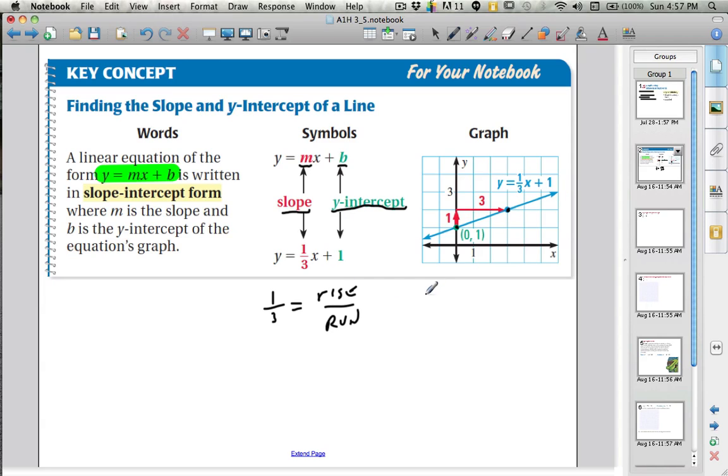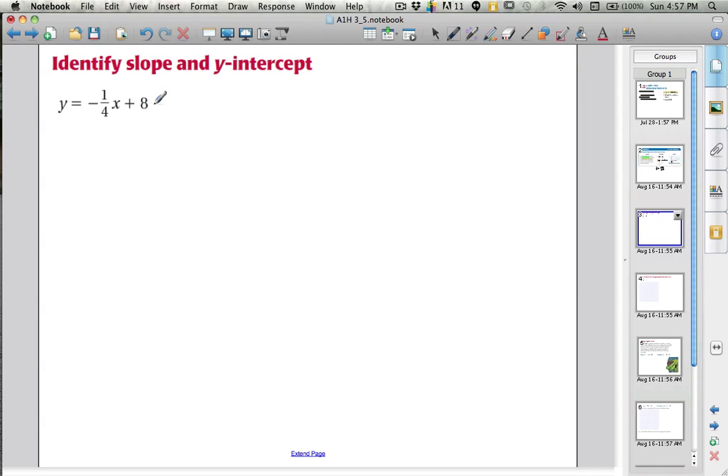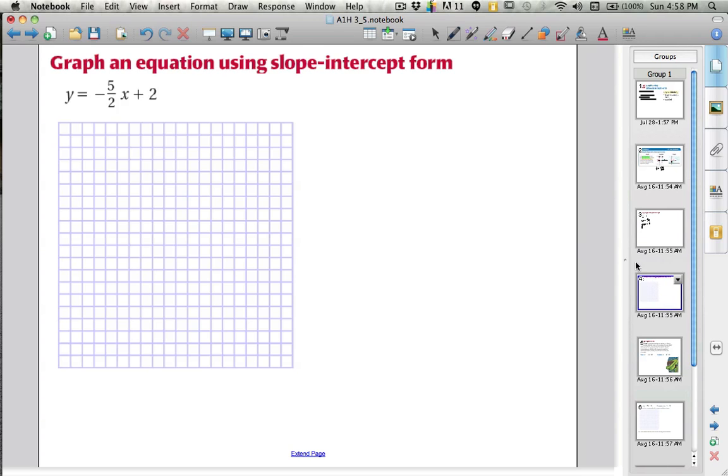Previously, we've used an input-output table to create 2 points, and we've used the intercepts, the x and the y-intercept, to create 2 points. So if we take a look at just identifying slope and the y-intercept, my slope in this case is -1/4 right there, and my y-intercept is going to be 8. Okay, so that's just practicing identifying these items, but let's look at graphing.